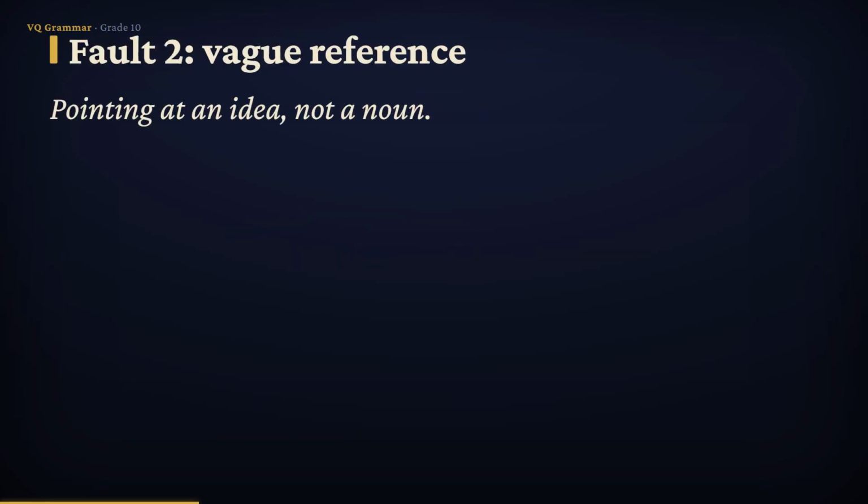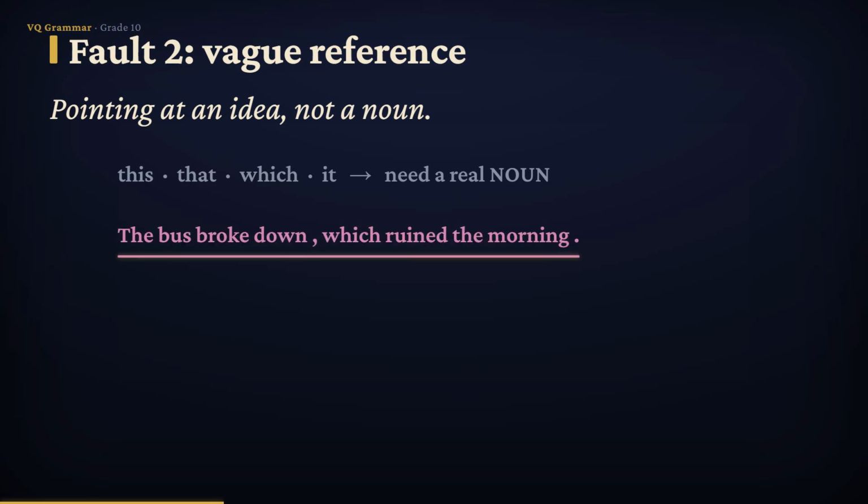Fault number 2 is vague reference. And this one is sneakier, because the sentence often sounds perfectly fine out loud. It happens when this, that, which, or it points at a whole idea instead of a noun. Listen. The bus broke down, which ruined the morning.